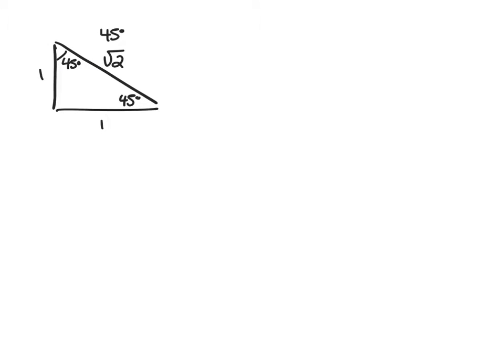The other triangle is your 30, 60, and it is always 1, 2 as the hypotenuse, root 3. And the 30 is here, and the 60 is here. So I always kind of remember those.